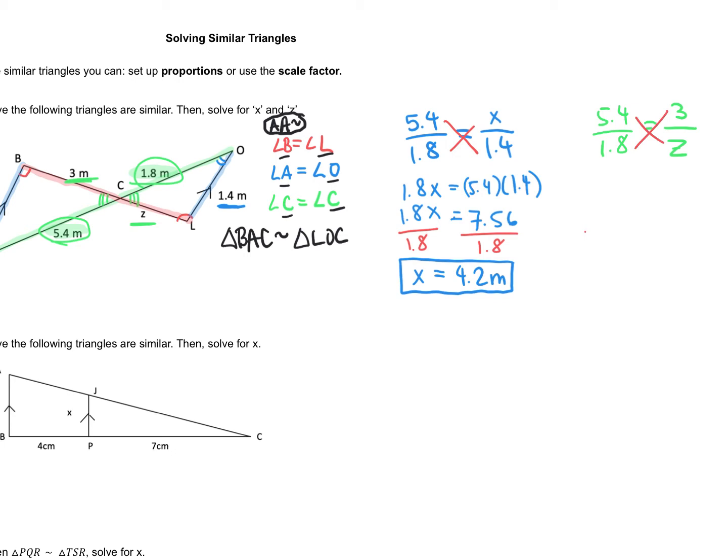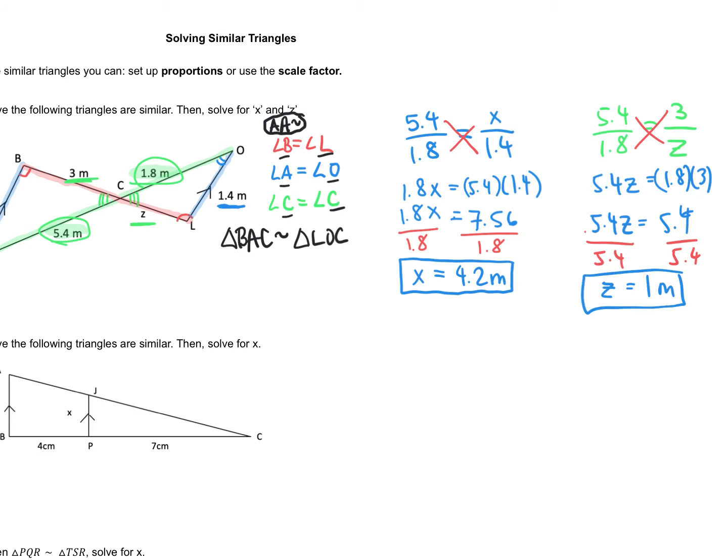And then we repeat the steps. So 5.4 times z equals 1.8 times 3. I like to put the two numbers in brackets and not put an x, or else it might look like another variable even though it's a multiplication sign. 1.8 times 3 is 5.4. So we end up with 5.4z equals 5.4. And when we divide both sides by 5.4 to isolate for z, we get 1 meter.